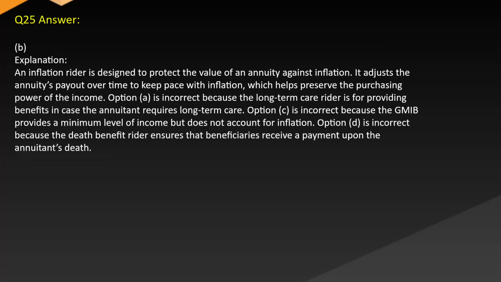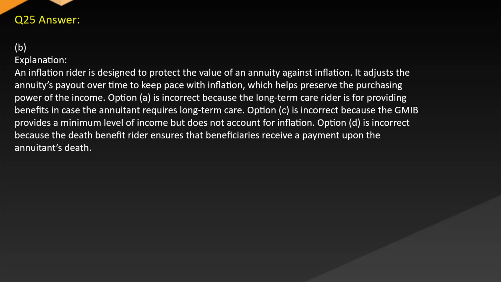Explanation. An inflation rider is designed to protect the value of an annuity against inflation. It adjusts the annuity's payout over time to keep pace with inflation, which helps preserve the purchasing power of the income. Option A is incorrect because the long-term care rider is for providing benefits in case the annuitant requires long-term care.